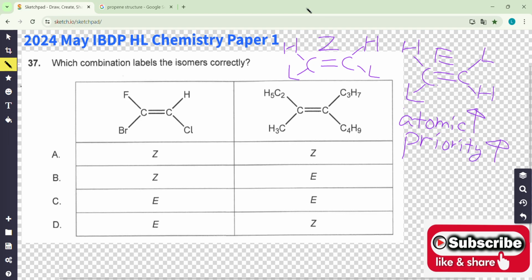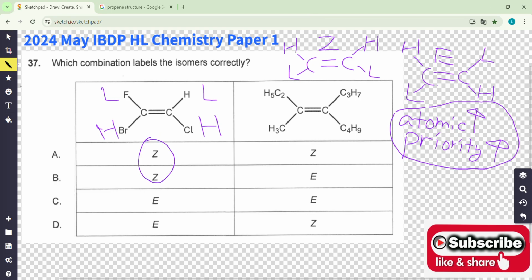The atom connecting to it, the atomic number larger is higher priority. First, look at the element directly connecting to it. If they are the same, look at the next one, and the next one, and the next one, and so on. So for the first one, very easy. These two are lower priority relative to the opposite side, right? So the two higher priority groups are at the bottom, so it is a Z one.